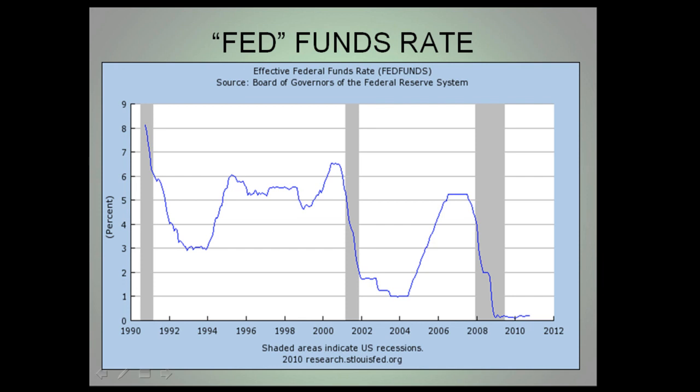The Federal Reserve takes action to improve the economy by lowering rates. All very typical. You can see the recessions in gray here. When the economy softens, rates tend to come down.